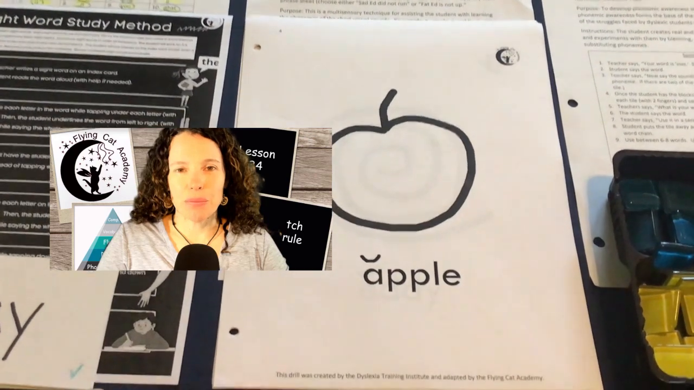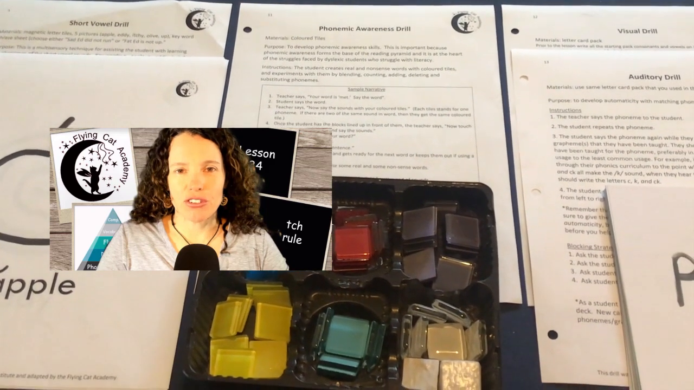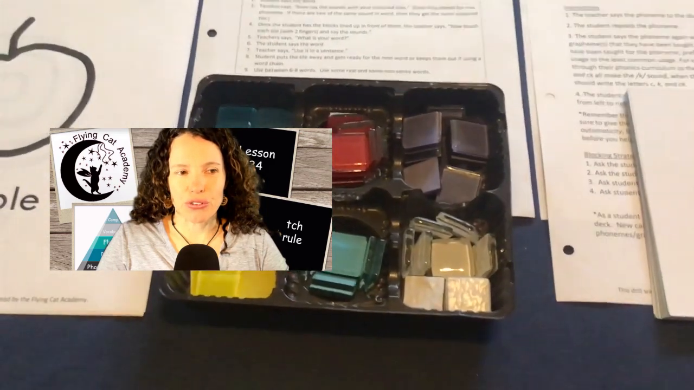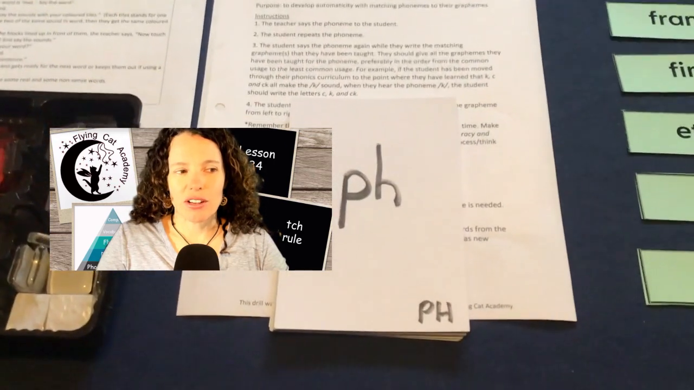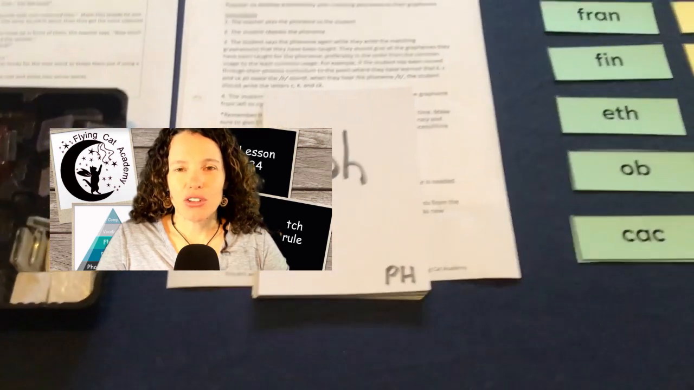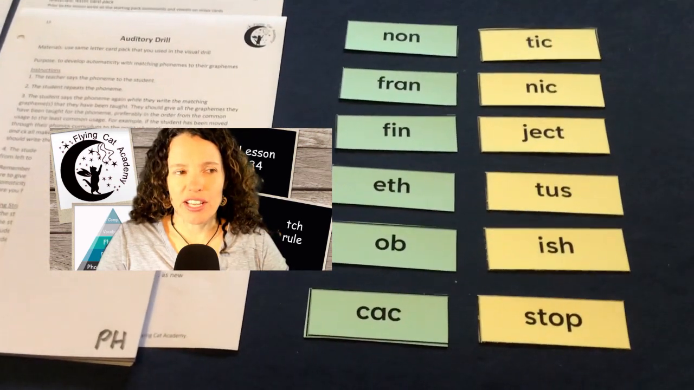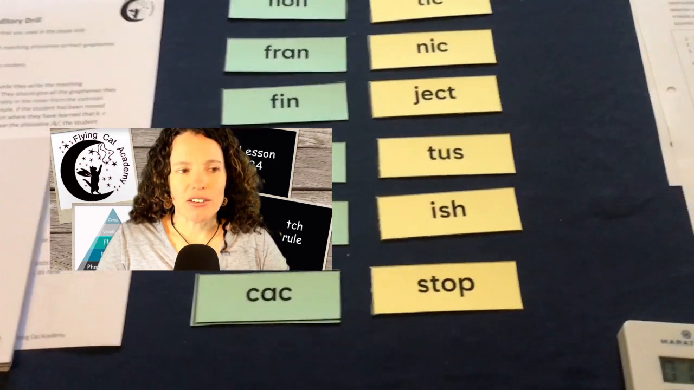For the short vowel drill, you'll need the teacher instruction sheet, the keyword pictures, and the keyword sentence. For the phonemic awareness drill, you'll need the teacher instruction sheet and the colored tiles for the student. For the visual drill and auditory drill, you'll need the teacher instruction sheets and the card pack on which the student is currently working. You'll have to set up the syllable card drill in advance. You'll need to cut out those cards and have them ready for the student.